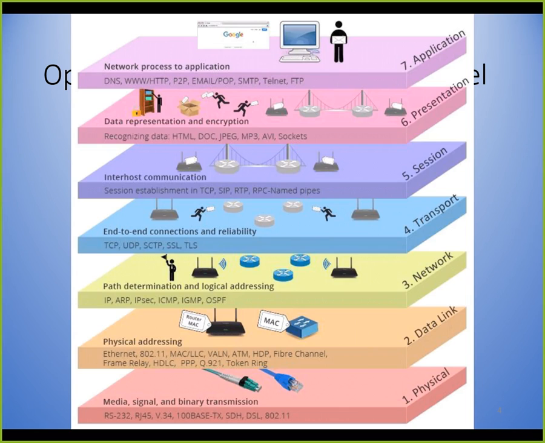The network layer: path determination and logical addressing. The IP addresses are logical addresses. The MAC addresses, the media access control addresses, are physical addresses. They don't change. IP addresses don't necessarily change, but they certainly can change. And then the transport layer: end-to-end connections and reliability. We're going to number everything. It's like the numbering there.